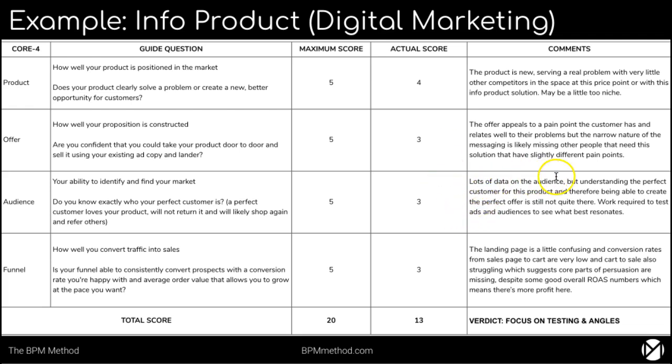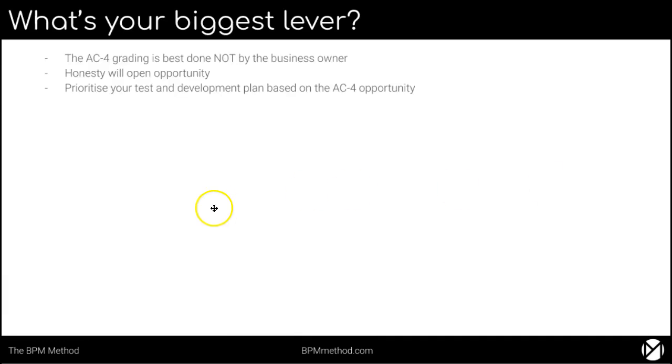Then our audiences, we had lots of data, but we didn't really go deep into understanding the perfect customer. And then the funnel was rushed and set up really fast. And despite the fact that the product was highly profitable and we were scaling, we knew we could squeeze a lot more by working on these different aspects. So we scored this as a 13 out of 20 with lots of opportunity to do more as well. So that gives you an idea of how we use this grading and some of the outcomes, which I will expand out in subsequent sections on how to improve different parts of your Core 4 as well.